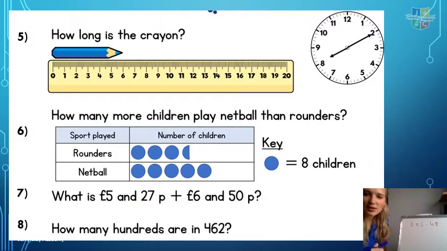Okay, so this time I'd like you again to tell me the digital time on the analog time, and put it onto a digital clock as well. Then for number 5, you need to use the ruler to see how long is the crayon. Then for number 6, you need to use the key to work out how many more children play netball than rounders. For number 7, what is £5.27 add £6.50, and number 8, how many hundreds are in 462. For a bonus point there, you could also tell me how many tens and how many ones there are also.